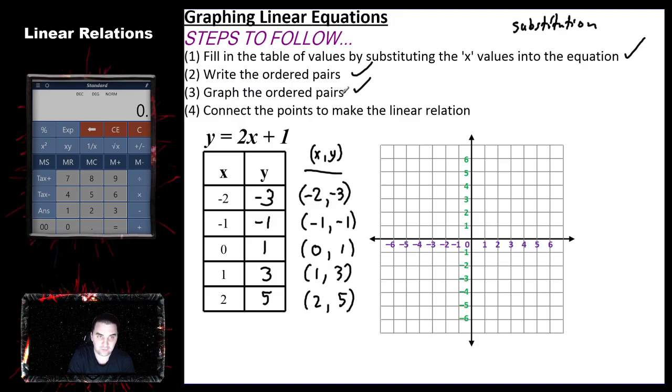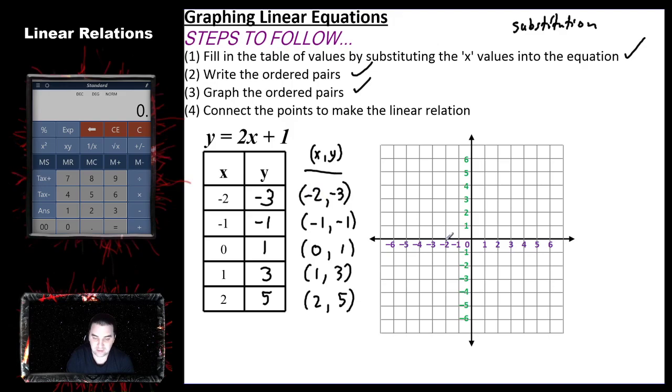So I'm going to graph the ordered pairs. -2, 1, 2 in the negative direction. Then I have -3, 1, 2, 3, 3 in the negative direction. So I have a point right there, -2, -3. I've done that. -1, -1, -1, -1.